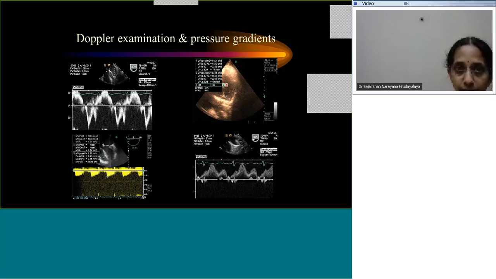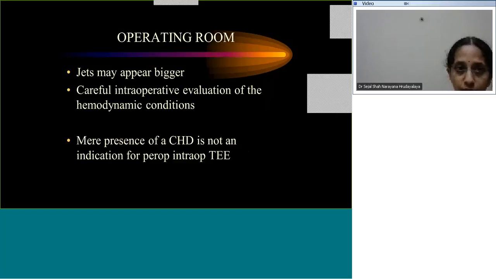Sometimes transgastric, and sometimes alignments are not possible ideally. And also remember that there is a difference between the Dopplers done transthoracic and transesophageal, especially because inside the operation theater, the hemodynamic conditions might alter the gradients we are getting, and the jets may appear a little bigger than what they are.